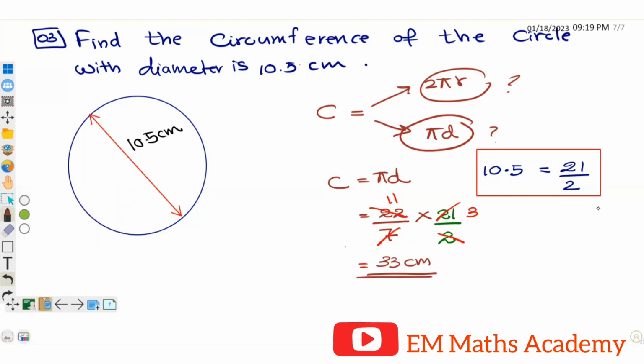Do you understand? We divide this by 2 because 10.5 is equal to 21 upon 2. Otherwise, not because of substituting the r. The same value we substituted in a different way. Okay, the representation of 10.5 as a fraction.